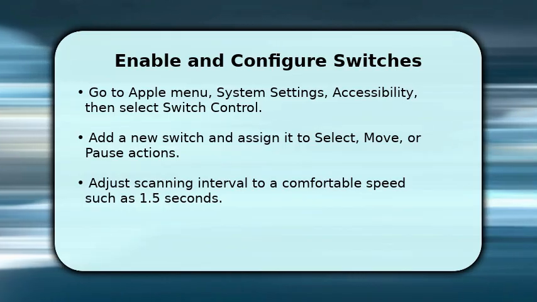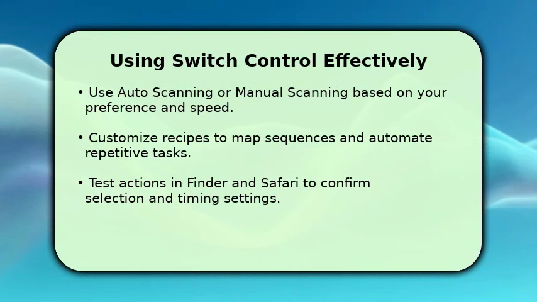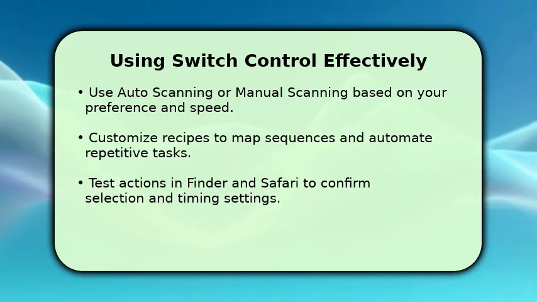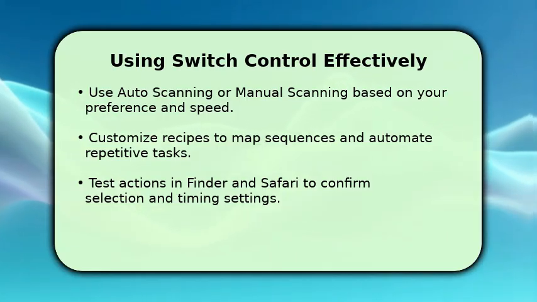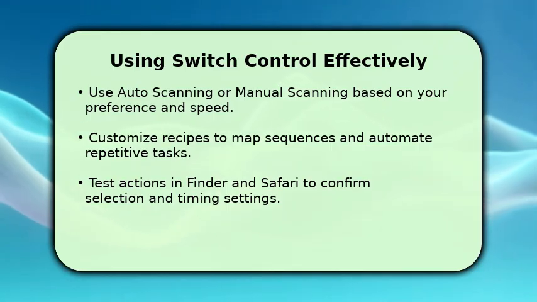Set the scanning interval to a comfortable speed, for example 1.5 seconds, and test adjustments immediately. Decide between auto-scanning and manual scanning before starting regular use. Auto-scanning cycles through items automatically for you to select with one switch. Manual scanning advances focus only when you press the navigation switch.